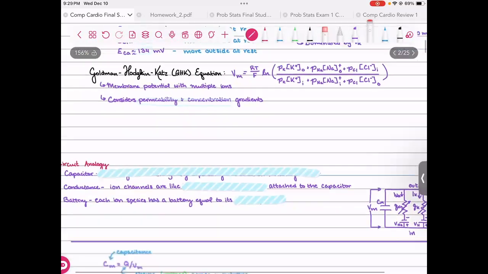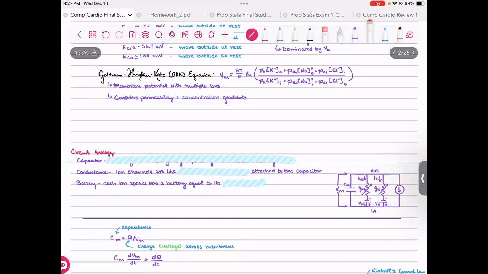If we look over here, most of this class is based on the circuit analogy of the cell membrane. Here, the capacitor is a lipid bilayer that stores charge by separating ions across that insulating barrier, or the membrane. The conductance accounts for the fact that ion channels are like parallel circuit pathways attached to the capacitor, which you can see here. And then the battery implies that each ion species has a battery equal to its Nernst potential.